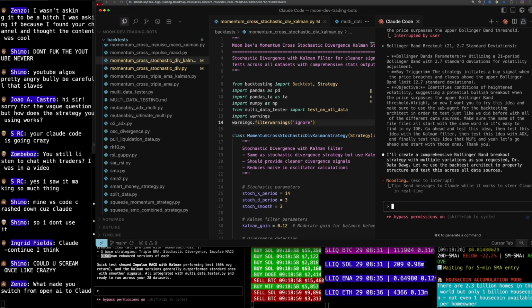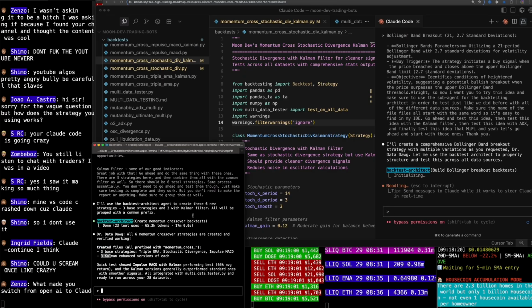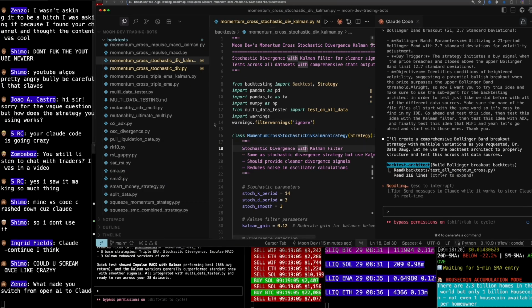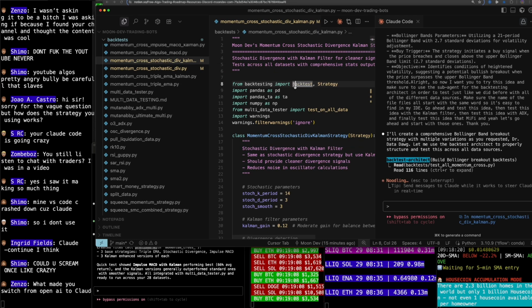Okay, so now let's backtest these strategies because it did break. So 3 Kalmans. So they're all started with momentum cross. Okay, I think we stopped here.